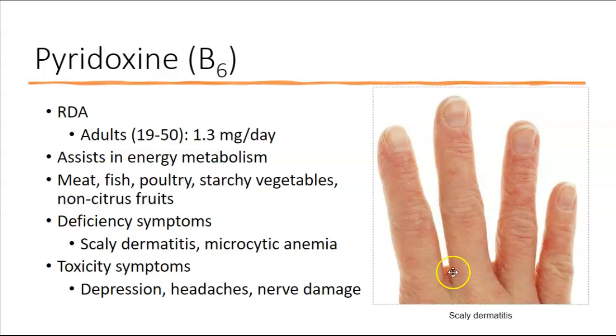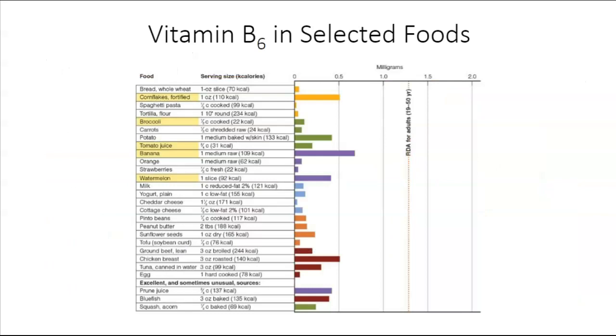I don't know if you can really see on this picture, but we have it here in the webbing of the fingers. Some very dry, flaky skin. It can cause a type of anemia. And the toxicity symptoms are depression, headaches, and nerve damage. Where do we find pyridoxine or B6? We can find it in bananas are a good source, as is prune juice, bluefish, and acorn squash.